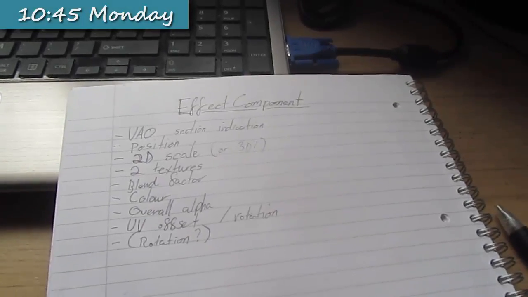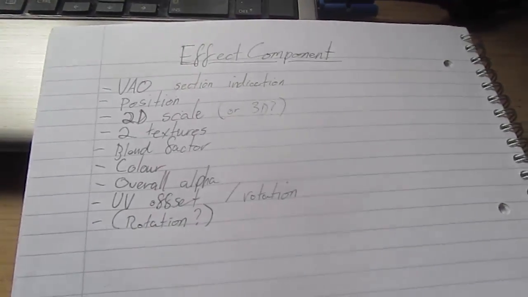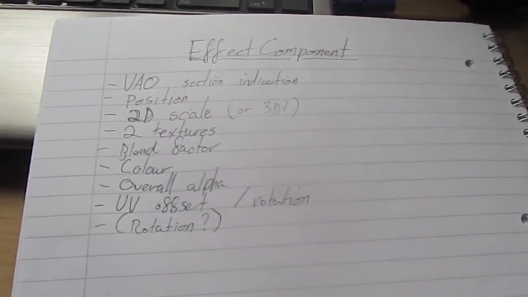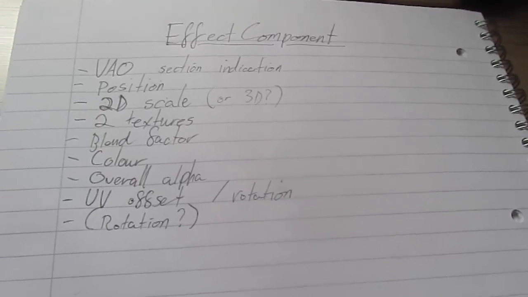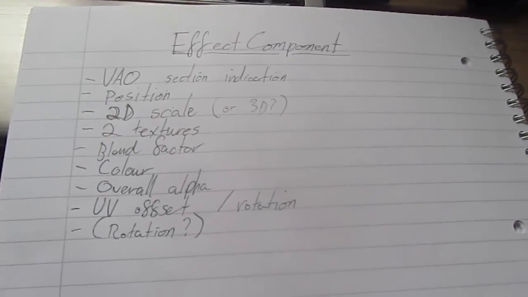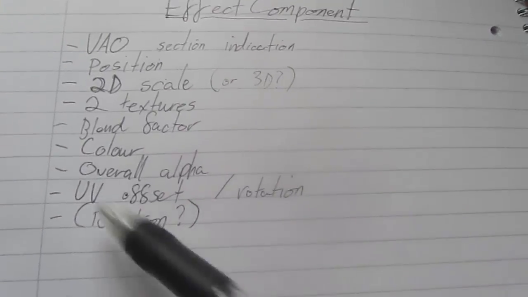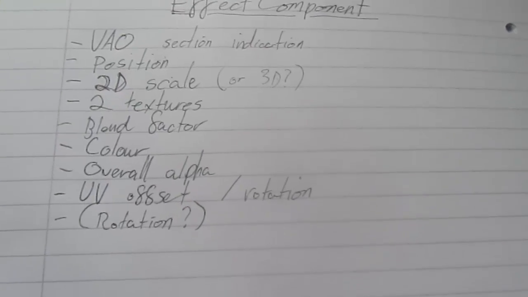So I've just been finalising my plans for the visual effects update, and the visual effects system is going to be split into two parts. The first part, which I'm going to start working on in a minute, is the rendering side of things, all the OpenGL code needed to actually render one of these effects onto the screen, and each effect is going to have things like a position, the textures that it uses, how much the textures should be blended together, the colour of the effects, the overall transparency and stuff like that.